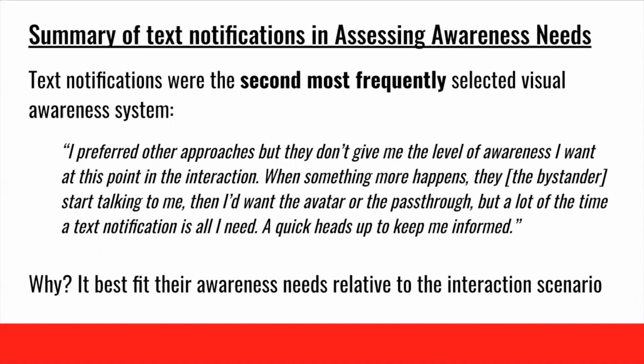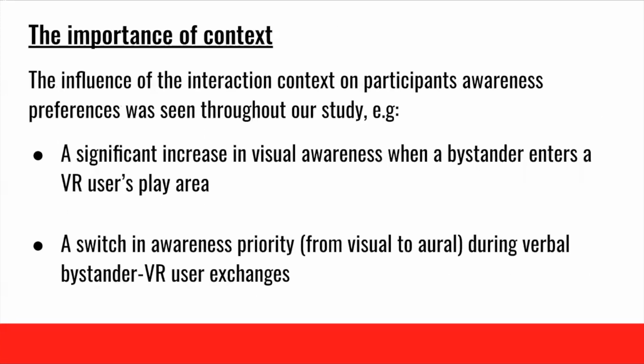So you saw a lot of people just wanting, say, a text notification when the person comes into the room. They didn't want to immediately jump to pass-through. They thought that was overkill, that was too much awareness. And this really highlights the influence of interaction content and context on participants' awareness preference during an interaction.